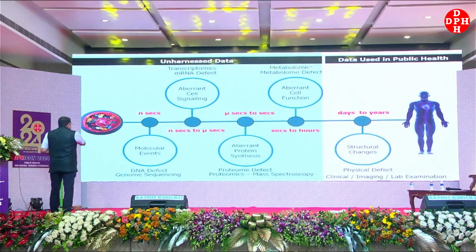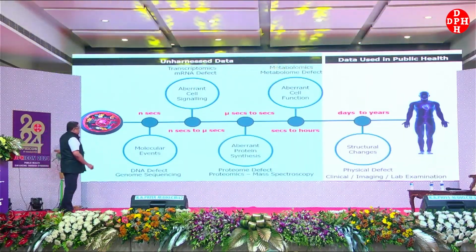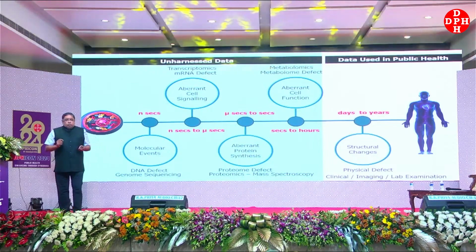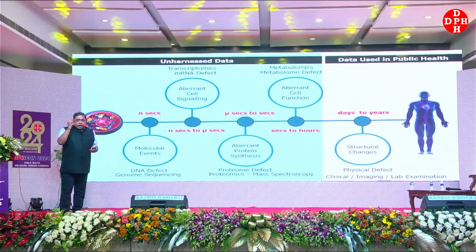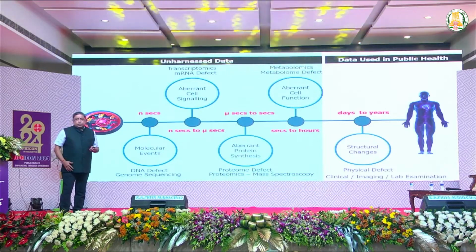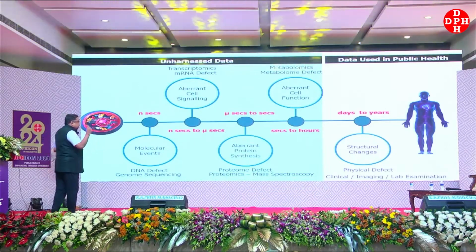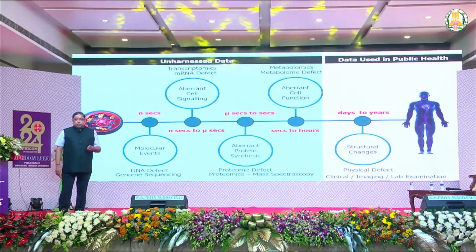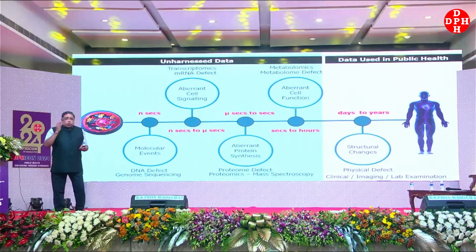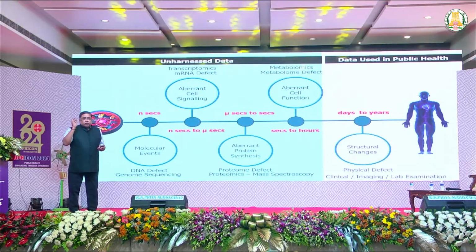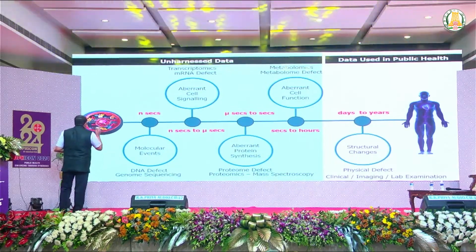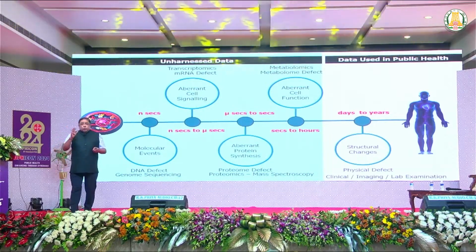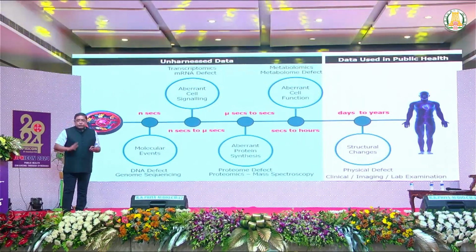Now, applying this to a timeline from a defect in the cell to a clinical diagnosis of a disease, you will understand that within nanoseconds of a defect happening in a cell or in a nucleus, you can diagnose it if you do a genomic sequencing of the nuclear DNA. Nanoseconds to microseconds of the onset of a disease, you can diagnose by finding out the changes in the mRNA or aberrant cell signaling. Microseconds to a few seconds, you will see the cells producing aberrant proteins.